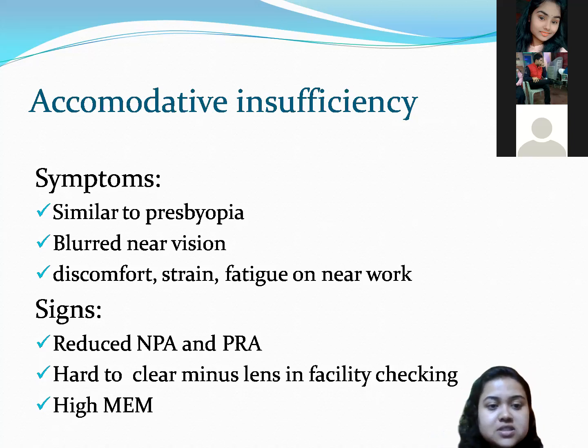So basically before starting the accommodative facility testing, you have the stopwatch in your mobile ready. When you start the exercise, you start your stopwatch. When the patient tells clear, you flip it. Then the patient will again see blur with the minus lenses and try to make it clear. And once it gets clear, again you flip it. So one complete cycle is once it clears the plus lenses and the minus lenses.